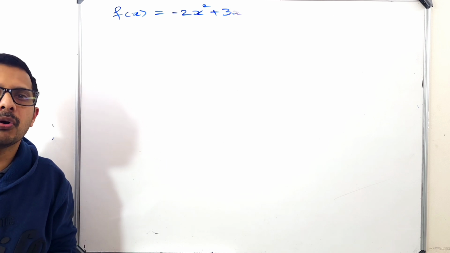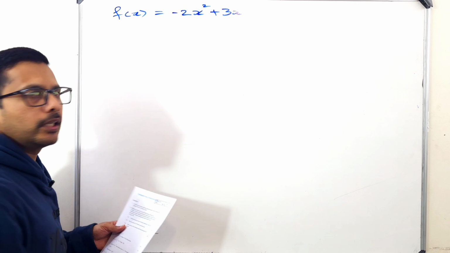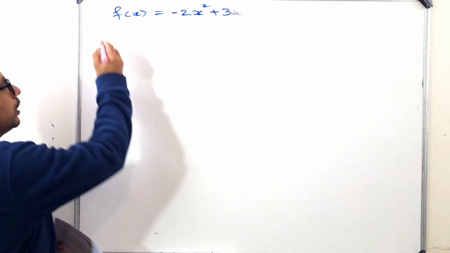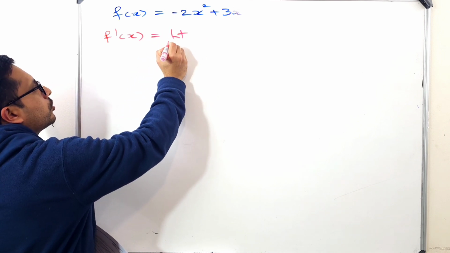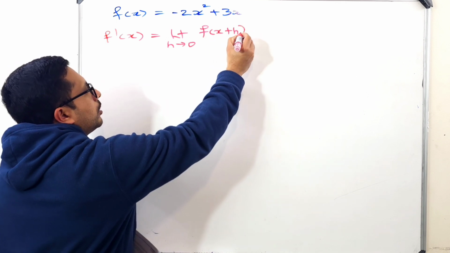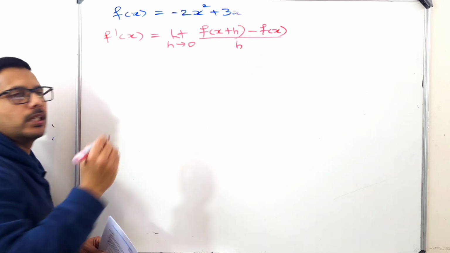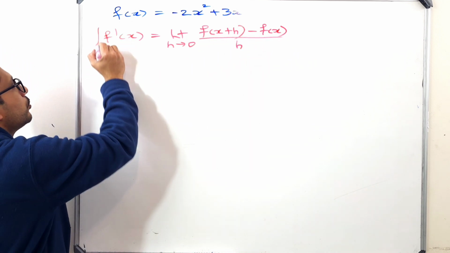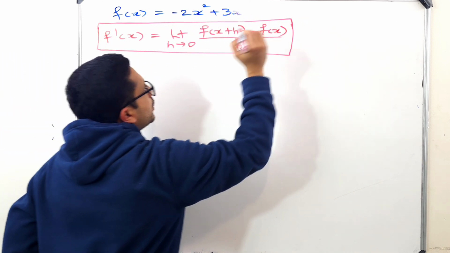I hope all of you already know the formula by heart, or it is very important to know the formula before you write. What is the first principle formula? F dash of x is equal to limit h tends to 0 of f of x plus h minus f of x, the whole divided by h. Is it not this the formula that you have to apply to find the derivative using the first principle? So we are going to apply this formula in this question.